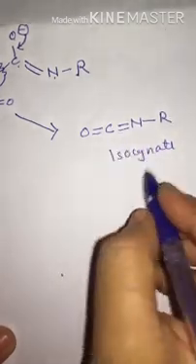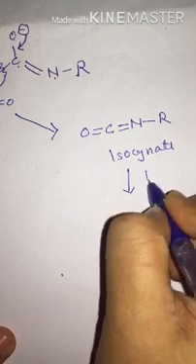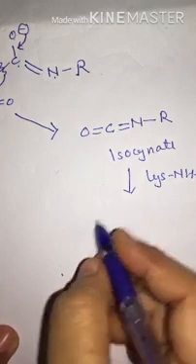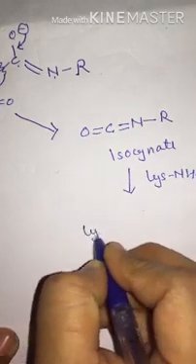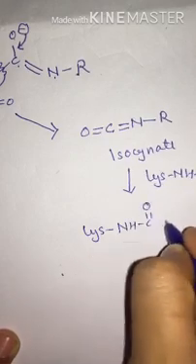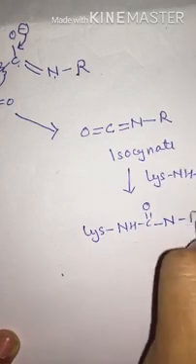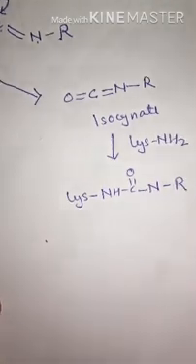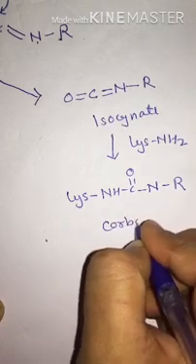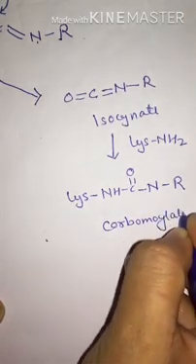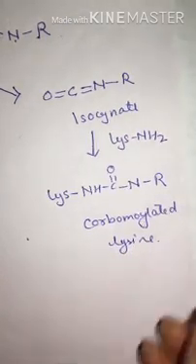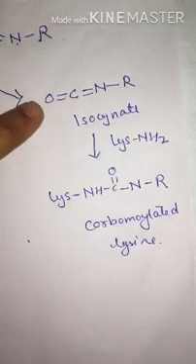The carbon here reacts with the lysine amino group to form the structure lysine NH, C double bond O, N, R. This is carbamoylated lysine. This is the fate of isocyanate.